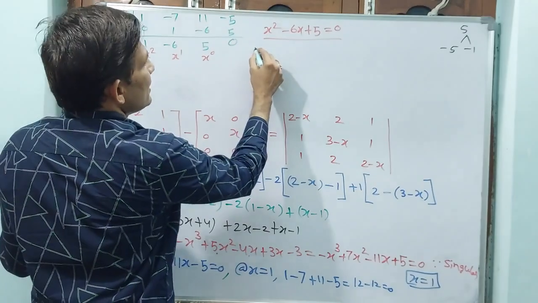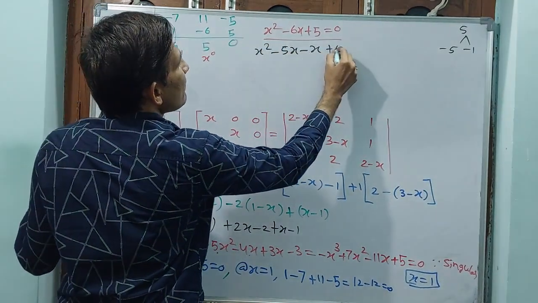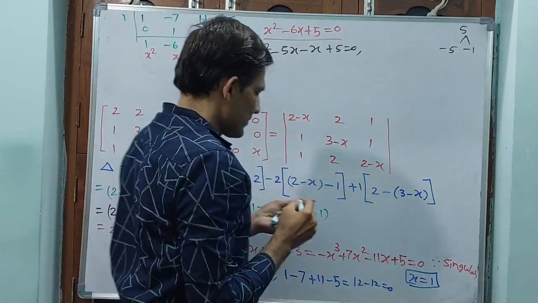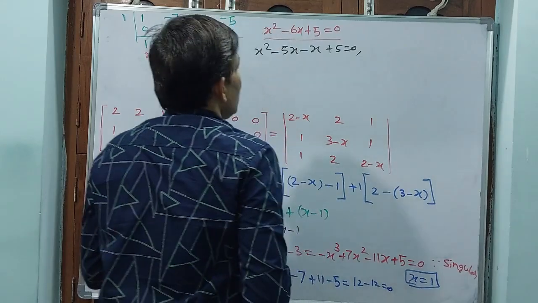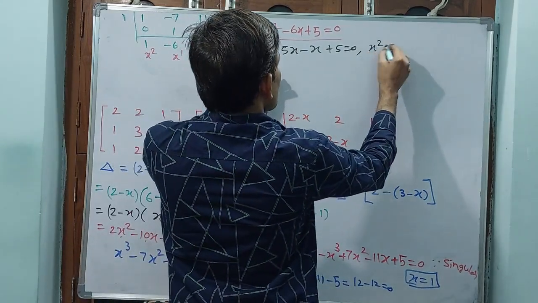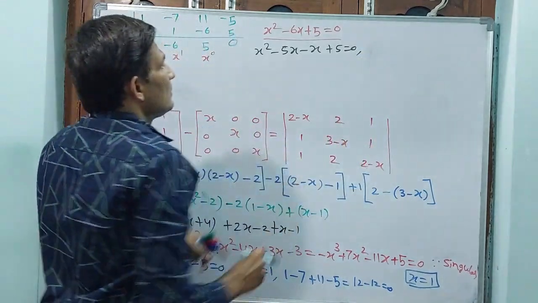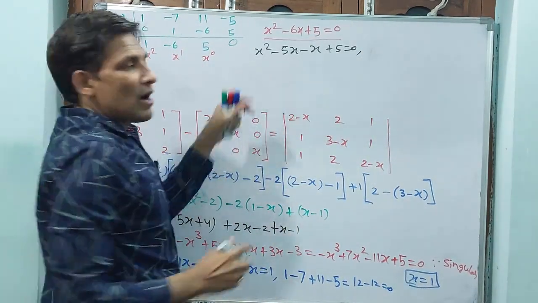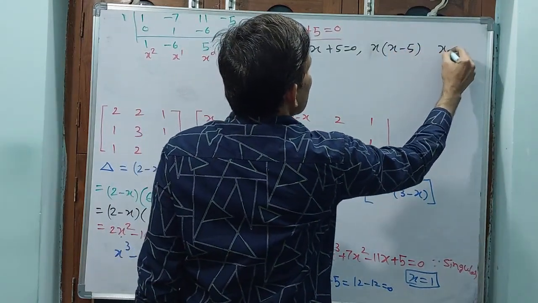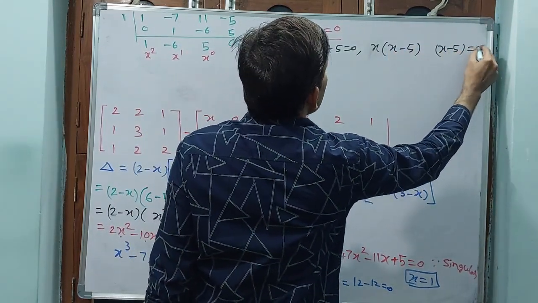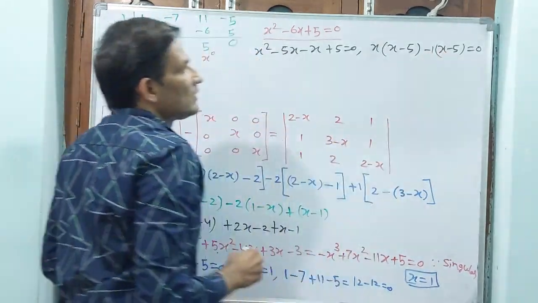Proceed further then. You see, x square minus 5x minus x plus 5 equal to 0. I am doing this rough calculation. Both have x common. If you take x common, x minus 5 will be there. Again, you have to take x minus 5 only, equal to 0. You see, minus x has to come, means you put minus 1.